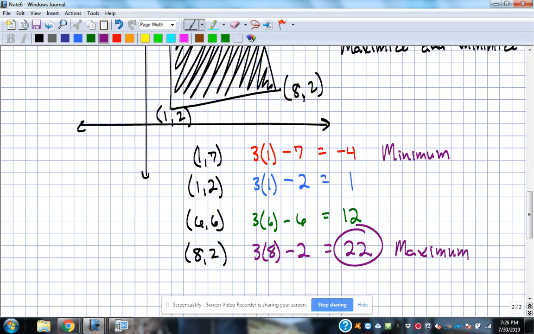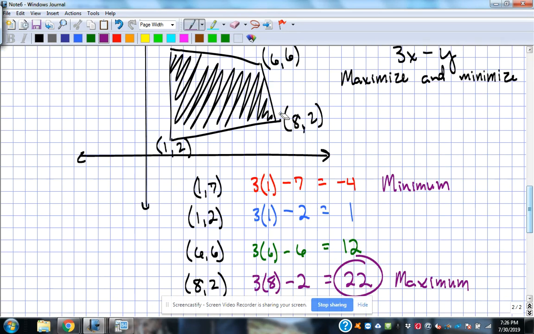Where it's at on the graph, our maximum was way down here at 8, 2, and our minimum was way up top. So it doesn't matter where it's at on the graph as far as the polygon goes. It's all in what you get with the objective function. They're going to give you those things. That's what I'm asking you to do for the linear programming stuff. Nothing more, nothing less on that.